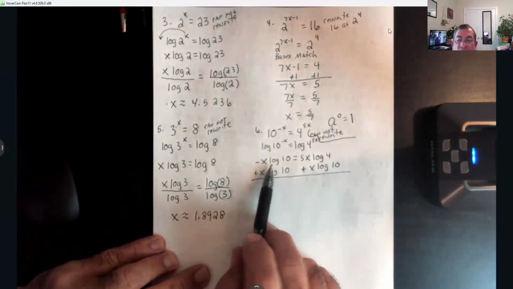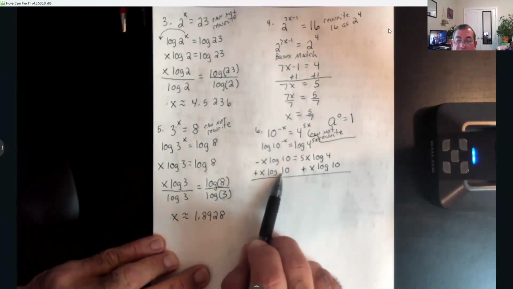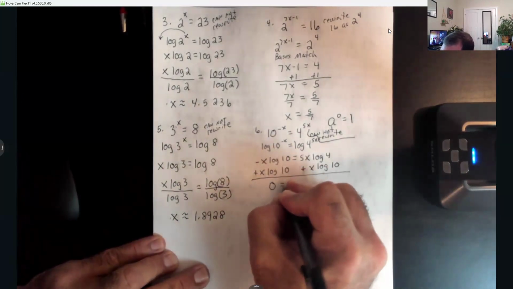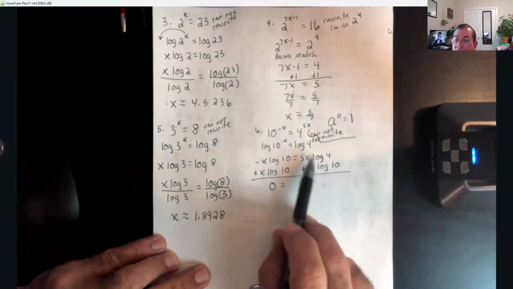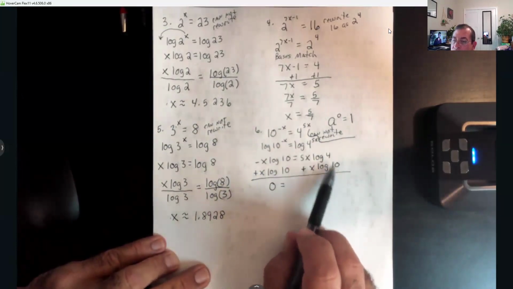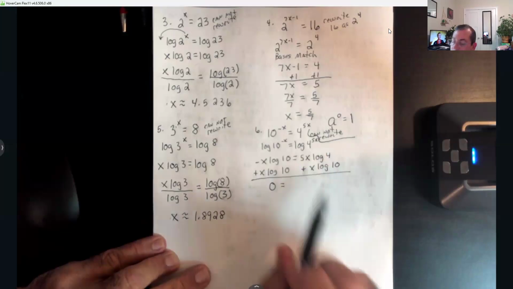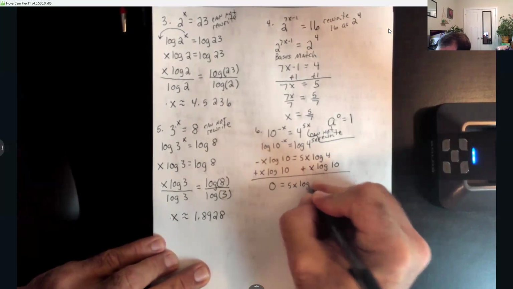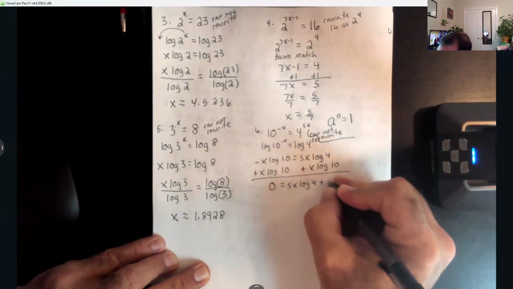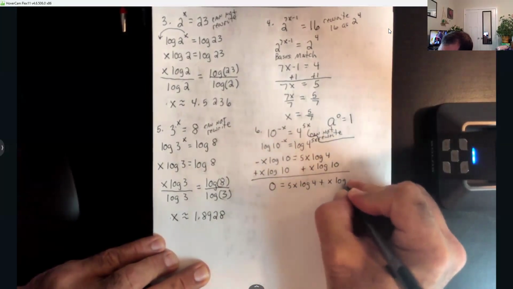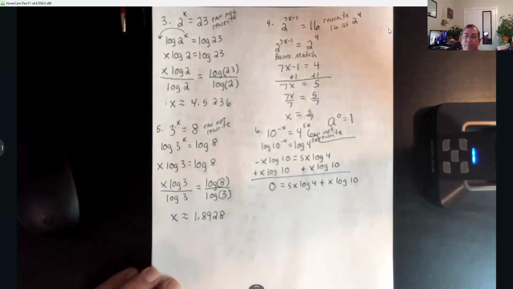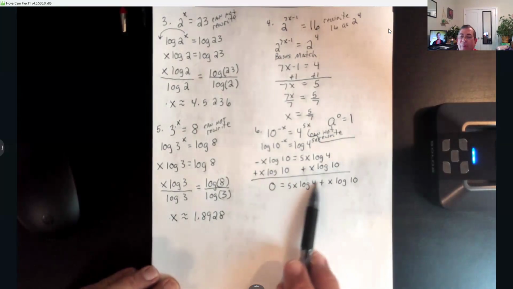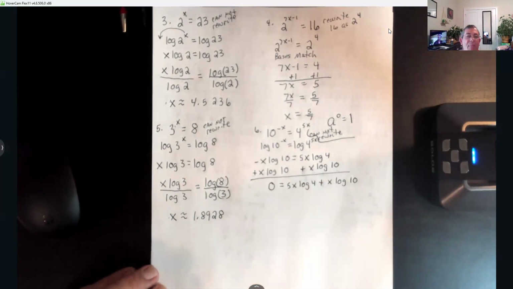Well, a negative x log 10 plus an x log 10, those cancel, giving me a 0. Now, these are not like terms because the logs don't match up. So that means I'll have a 5x log 4 plus an x log 10. So I just brought this one over and made it positive, basically.